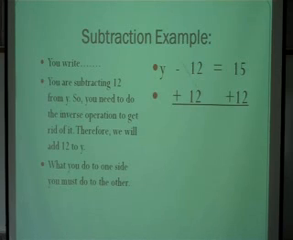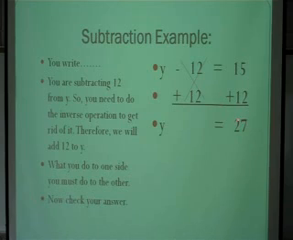The left side will cancel out, leaving just the letter y. The right side will give you the answer. 5 plus 2 is 7, and 1 plus 1 is 2. Now we're going to use substitution to check our answer. Put the 27 in the y's place, work the original problem, and if it's correct, we did it correctly. Is 27 minus 12 15? Yes, it is.